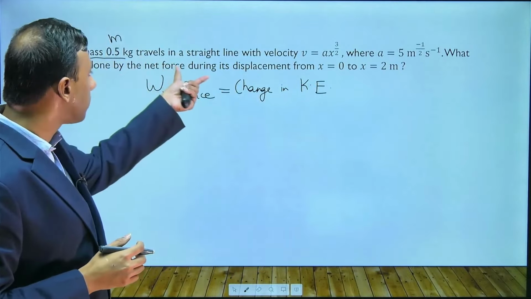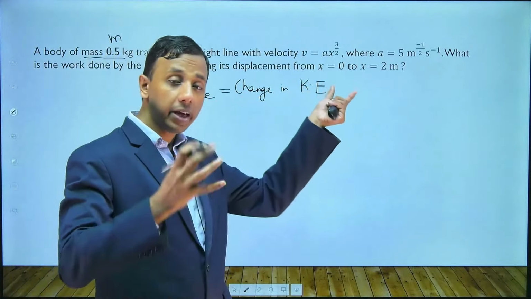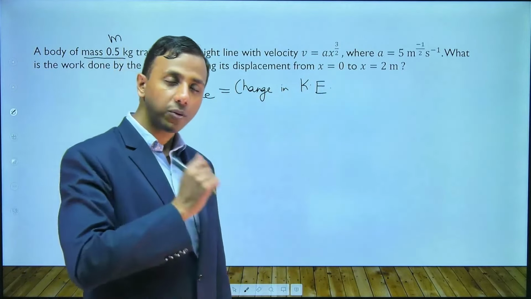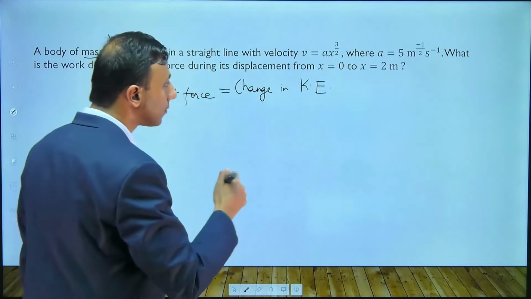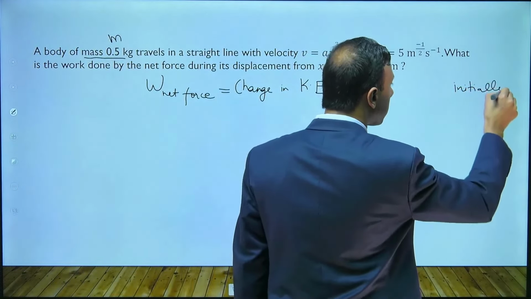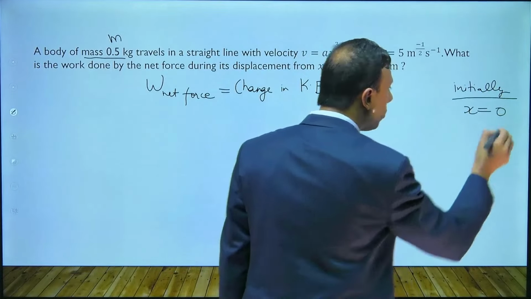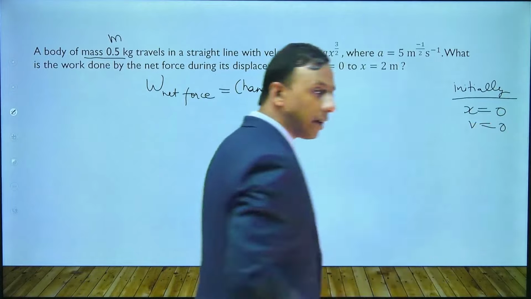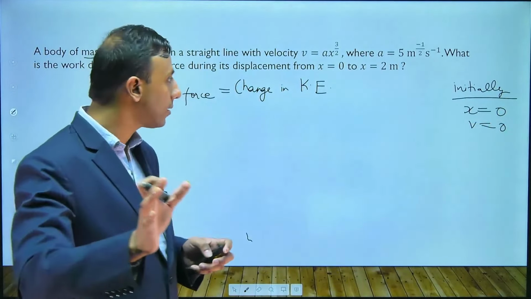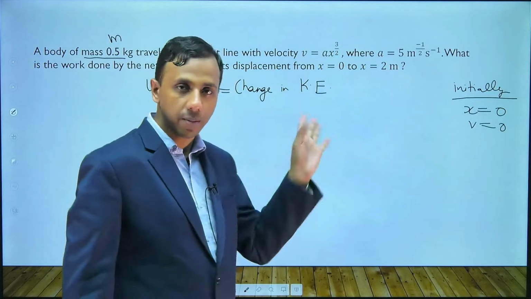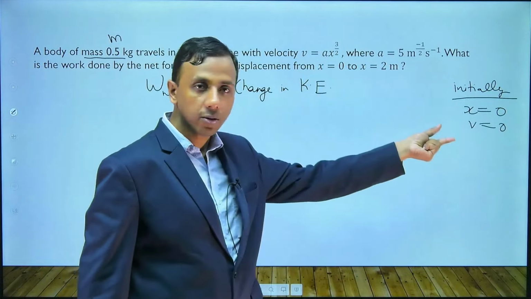If you see initially, at t equal to 0, where was it? It was at x equal to 0. At x equal to 0, what was its velocity? Put the x value here, x equal to 0. That means v is also equal to 0. That means it is at rest, right? Initially it is at rest. Finally we don't know. Finally it will have some velocity, right? If you put x equal to 2, some value will come. So finally it is not 0, but initially it is 0.